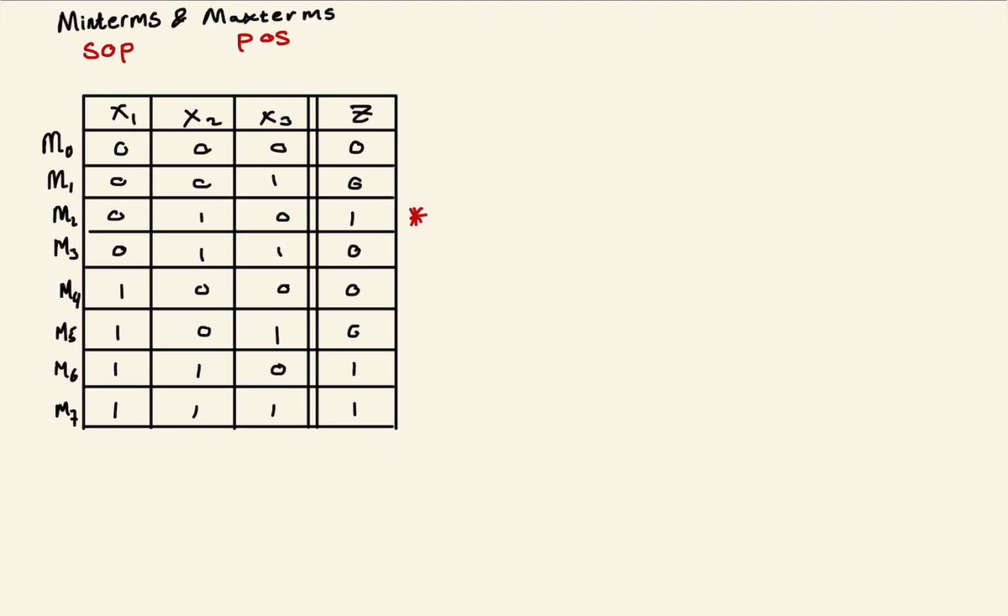Now, I'm going to mark all the rows where the output is a 1. This is important for sum of products or minterms, as we only consider these rows. Now, I'm going to want to add all these minterms together, and this might not make sense at first, but you'll get it soon enough. So I'm going to add M2, M6, and M7, and that's going to equal my output.